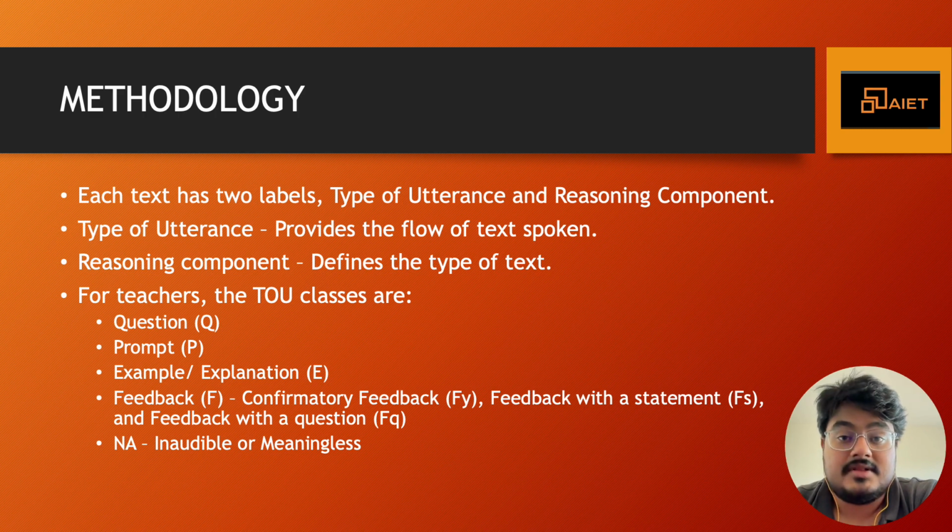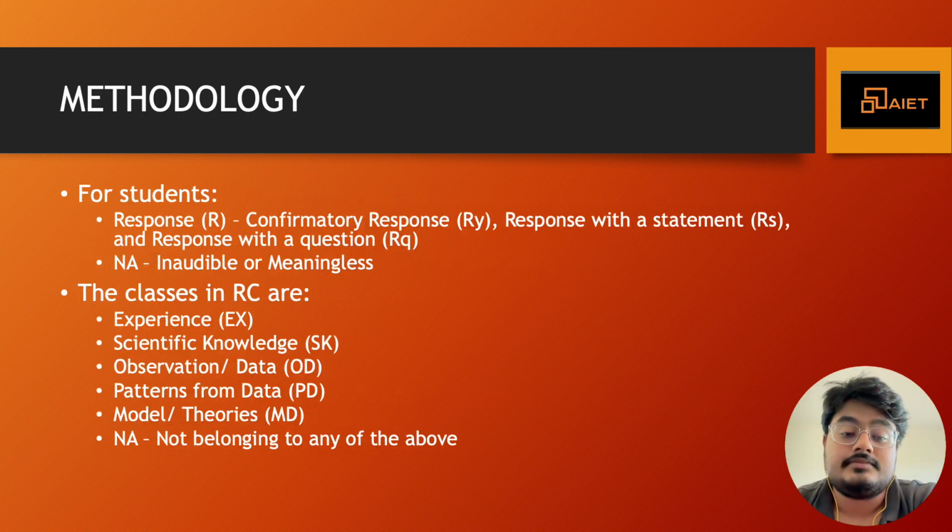In the TOU label, that is type of utterance, the classes change based on the spokesperson. For teacher, the classes are question, prompt, example or explanation, and feedback, which is then categorized into confirmatory feedback, feedback with a statement, and feedback with a question. The last tag is for sentences which are meaningless or inaudible. And for students, it is response, which is further categorized into confirmatory response, response with a statement, and response with a question. The second label is NA, that is inaudible or meaningless.